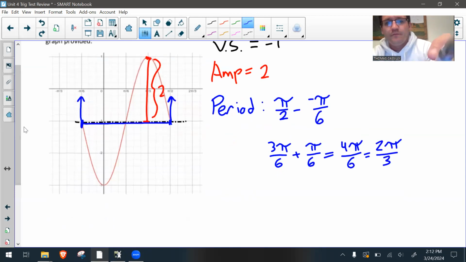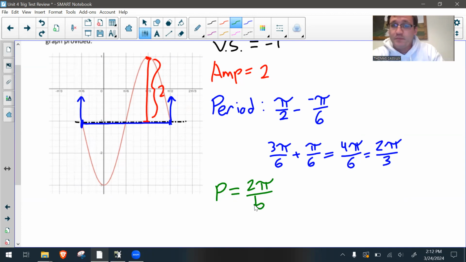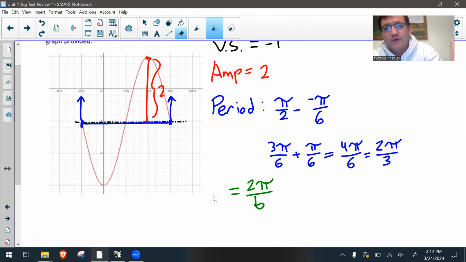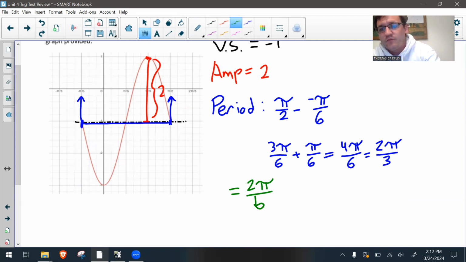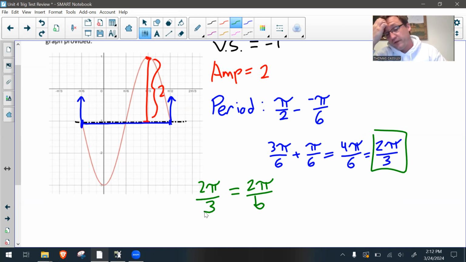We know to figure out the b value here, we know period, I'm just going to put a p. P is equal to 2 pi over that b value. Well, we just figured out what the period was. So I'm just going to erase that and plug that in. So we have 2 pi over 3. Again, another proportion. Go ahead, cross multiply it, see what comes up.